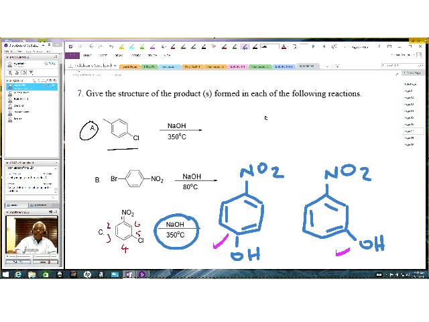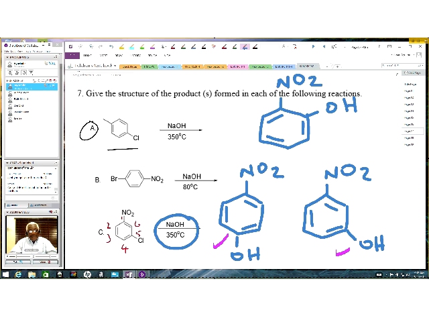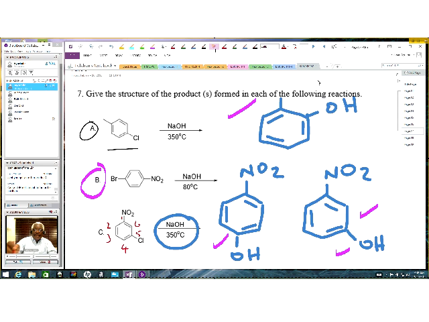So the person who said three products earlier, you are right. I stand corrected. Let us see the other product here. It is also possible to get this, because if you form your benzyne between position 5 and 6, then the OH will go to position 6, which will be this here, or it could go to position 5, which will be this here. So you have three possible products. Now let us go to B and then finish this question.